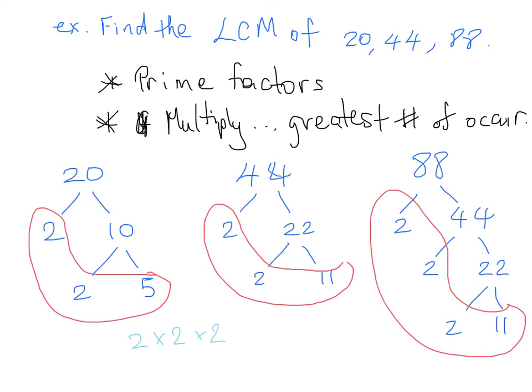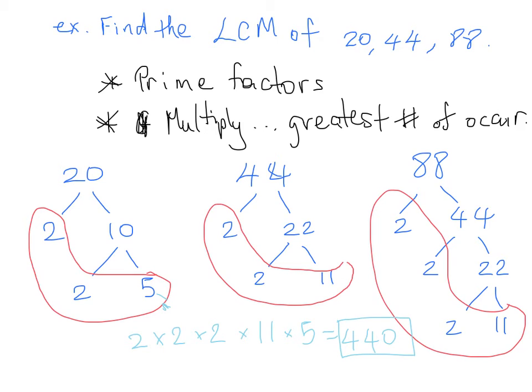All right, so the greatest number of times that the 11 shows up is once. It only shows up once here, it shows up once here, it only shows up once for the most part. So once, and 5 shows up once here. So the most that 5 shows up is once as well. So when we multiply all those numbers, we should get the lowest common multiple, which is 440, and it's correct.